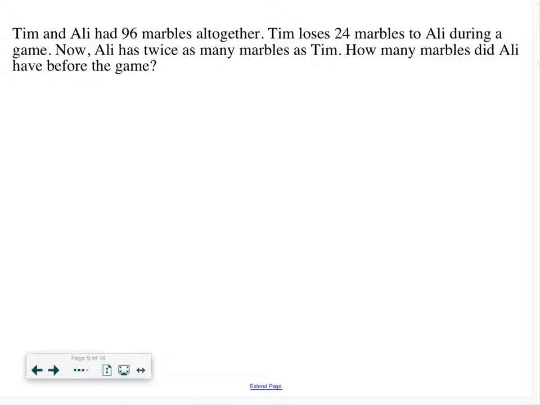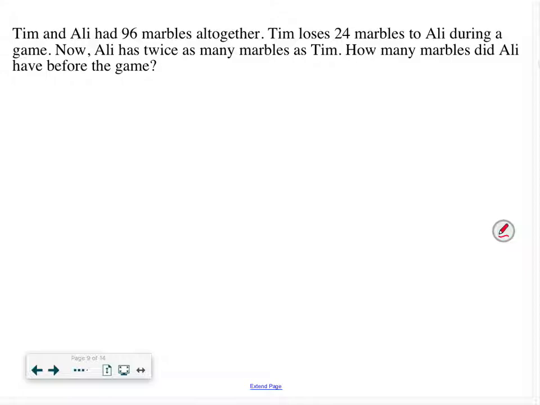All right, first problem. Tim and Allie had 96 marbles altogether. So you should be picturing two people, and they have 96 marbles. Tim loses 24 marbles to Allie during a game, and now Allie has twice as many marbles as Tim. How many marbles did Allie have before the game?